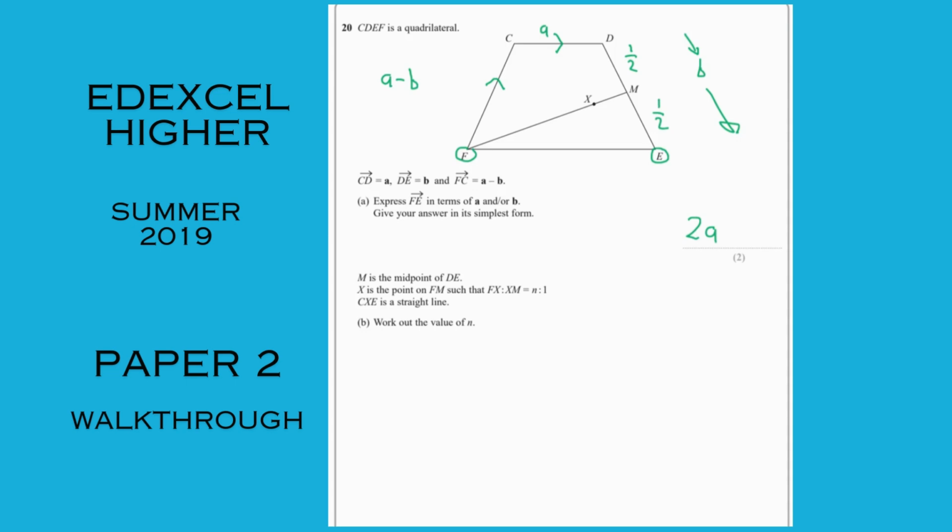Next thing, I'm also going to start thinking about how I get around other parts of my triangle, of my trapezium. But I'll do that in a sec. X is the point such that F to X and X to M, I don't like these, would like a number, but it doesn't mean you can't write it as a fraction.